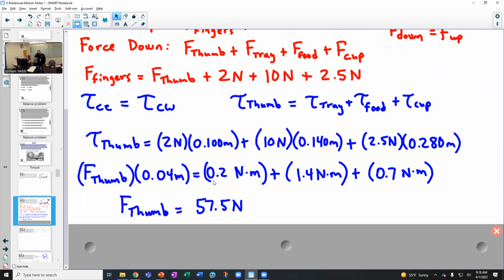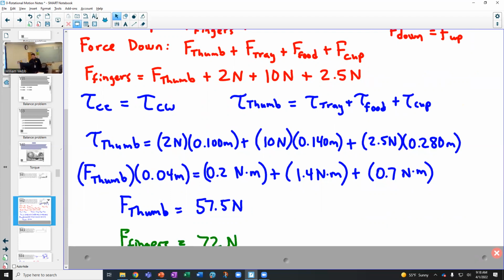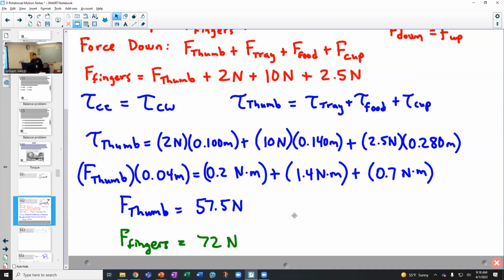That's going back to my original equation in my system, right? I know this one, so I can substitute it back into that one and get a value. And when we do that, we find out the fingers actually have to exert 72 newtons, which, like Luke was saying, is more force because it has to support everything. Your thumb and your fingers are kind of fighting there, right? Because one's pushing up and one's pushing down, but you're doing it to create a lack of rotation so you don't spill your food. And then to find the torque, we just multiply by that.